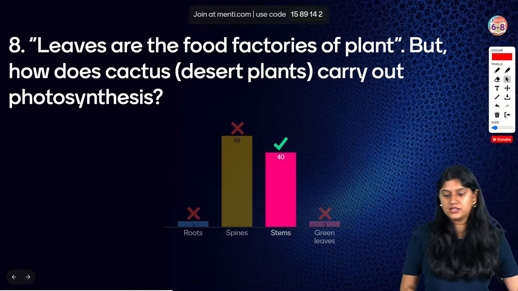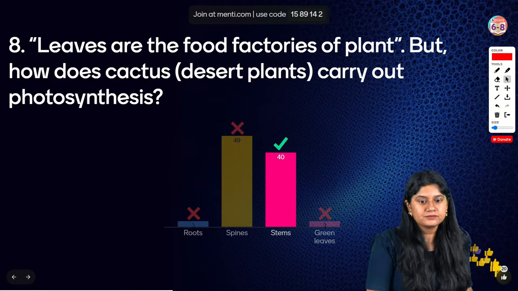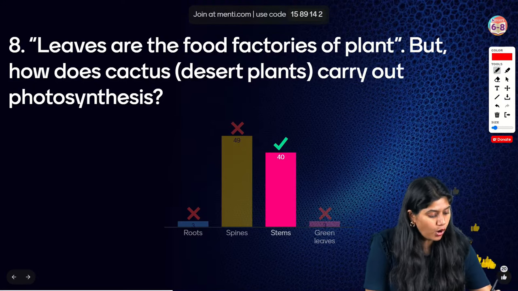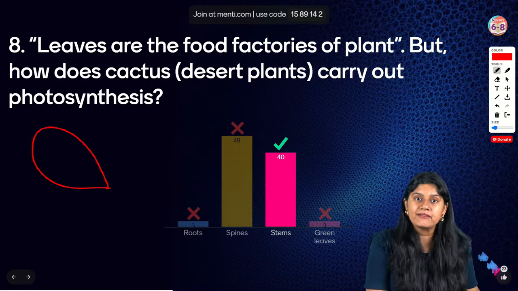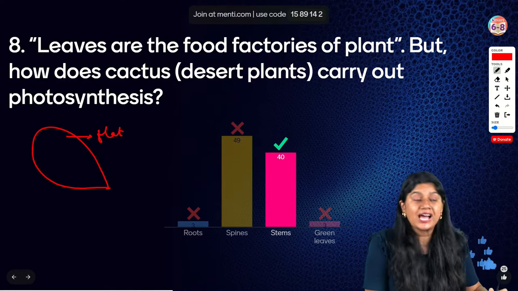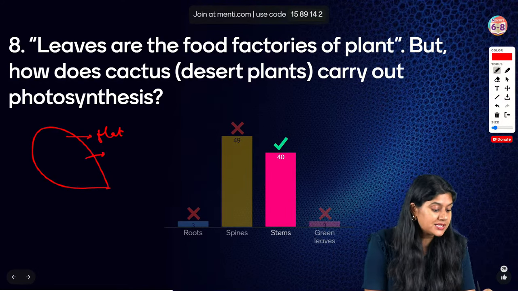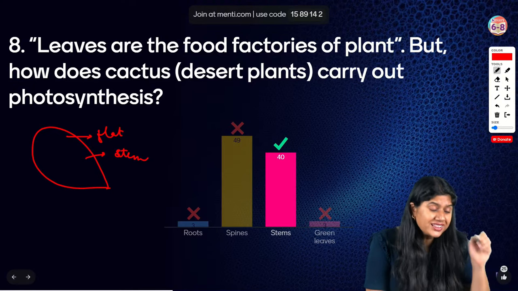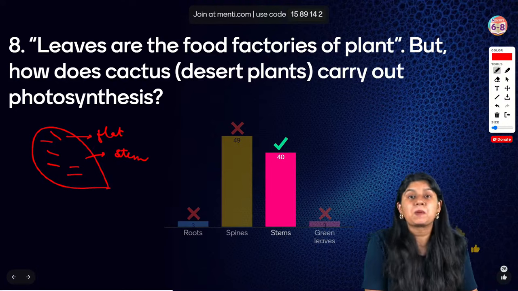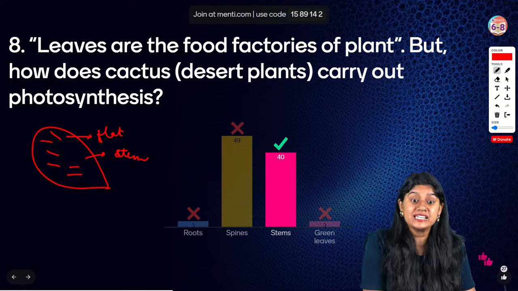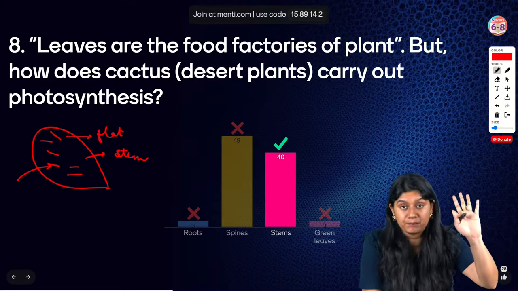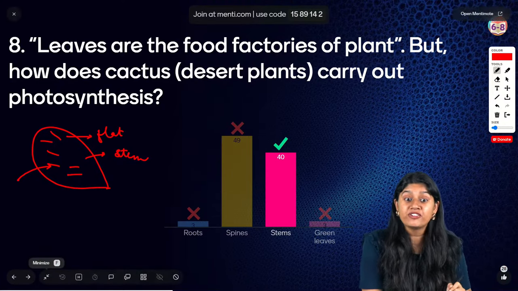I can see some confusion here. I'm sure all of you have seen the cactus. They have a flat surface. This flat surface is nothing but the stem. On this stem we have tiny spines. These spines are nothing but the modification of leaves. So the leaves have modified themselves into spines, and the stem plays the role of food factory.